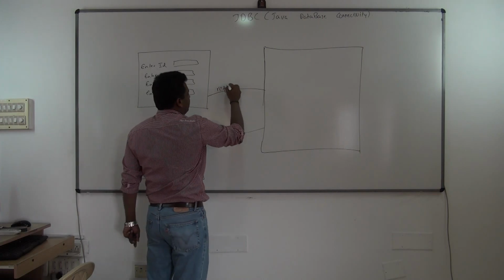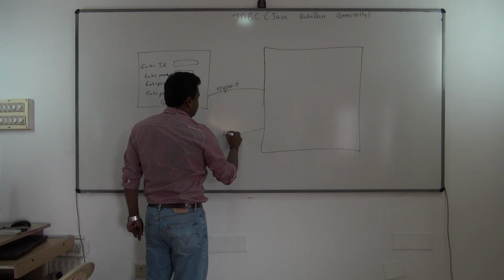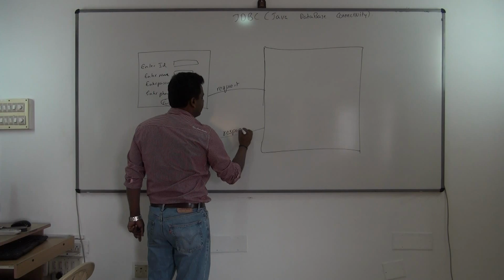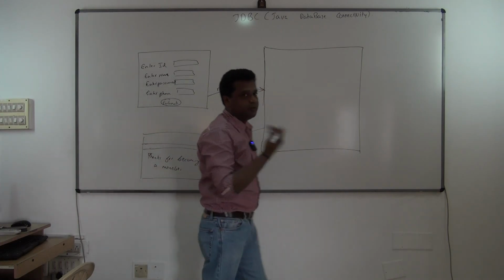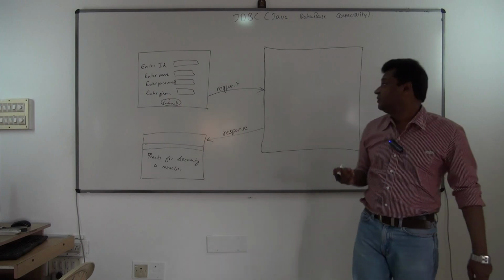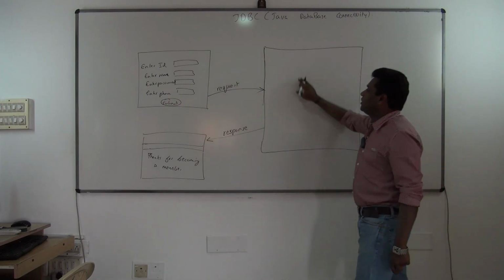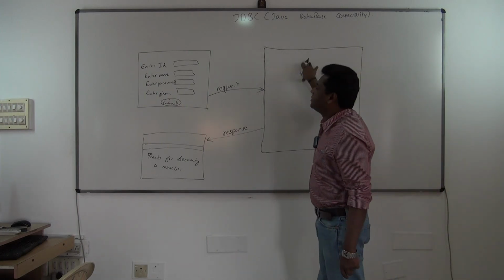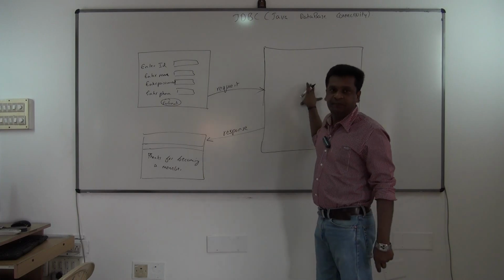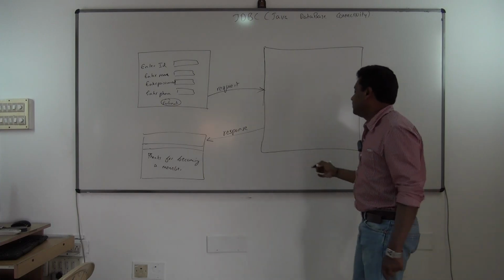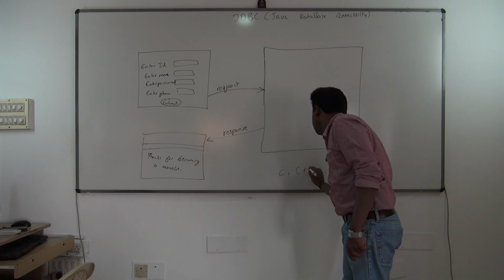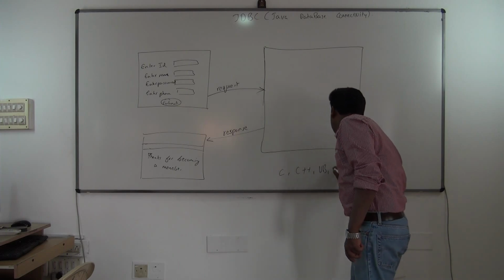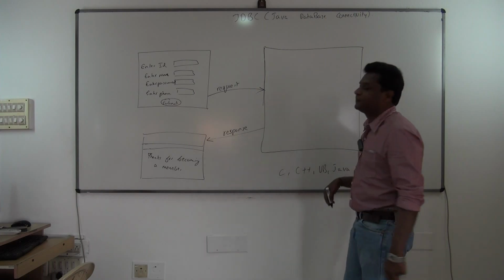So usually you will get a request to your application and your application will give back a response. This is the whole story. The application receives a request and then gives back the response. This is where we write the logic. This application can be written using any language, for example you can develop it using C, C++, VB, Java, any language you can use.